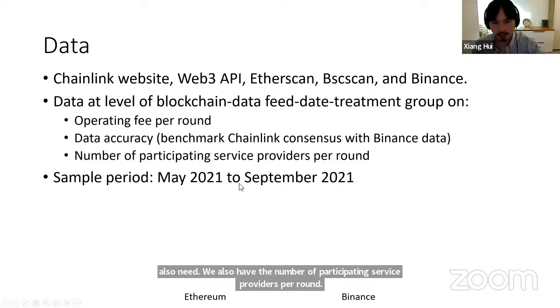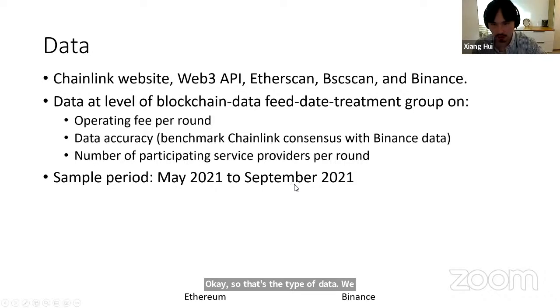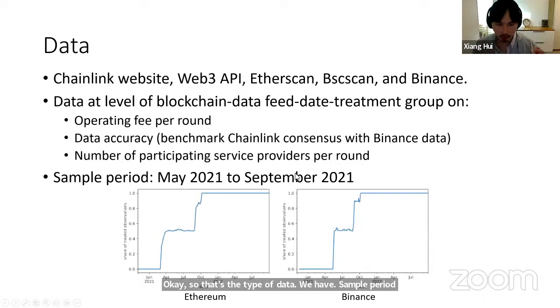Sample period is between May to September 2021, and the reason for this is that if you look at the graph that plots the share of treated observations over time for the Ethereum blockchain and the Binance blockchain, which are the two largest blockchains that Chainlink has service on, the overlapping period is sort of from May to September, right? So we are essentially using the overlapping period for our estimation.